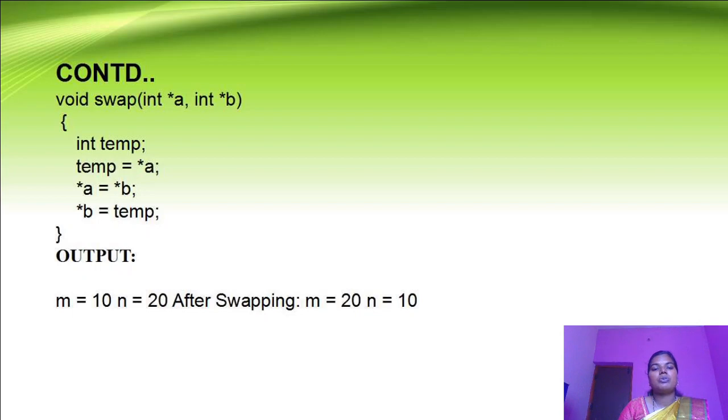Now the output of this program will become, first it will print the m and n values, m is equal to 10 and n is equal to 20. After swapping, m value becomes 20 and n is equal to 10. Like this, we can swap any values using pointers.